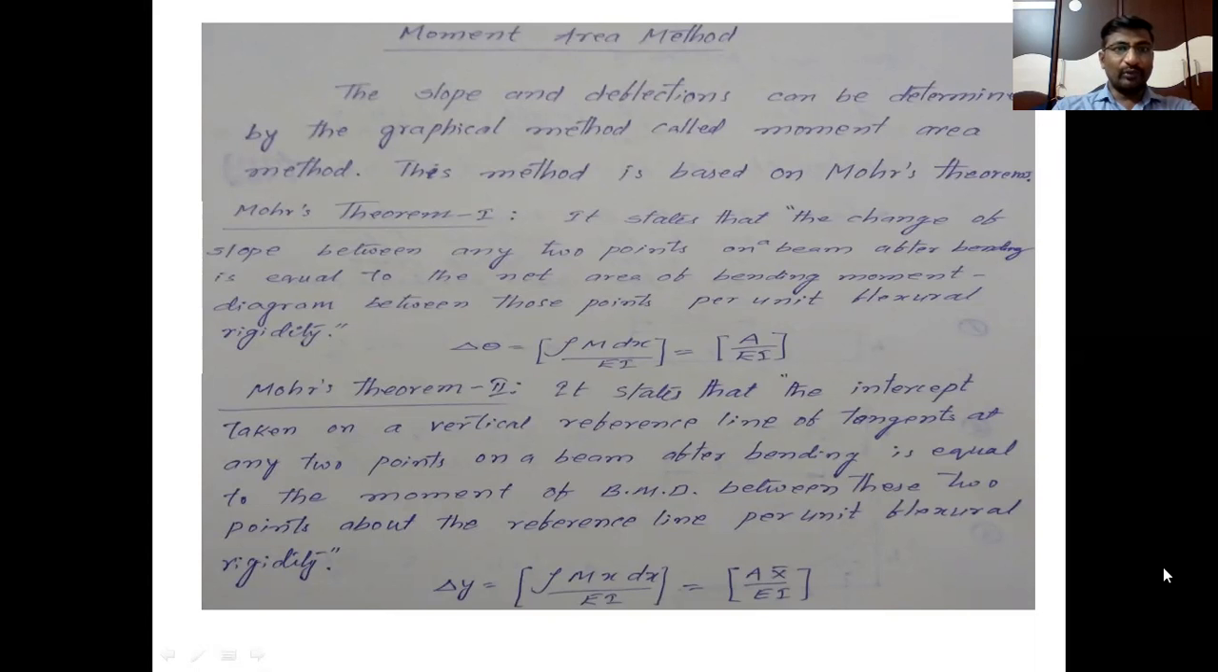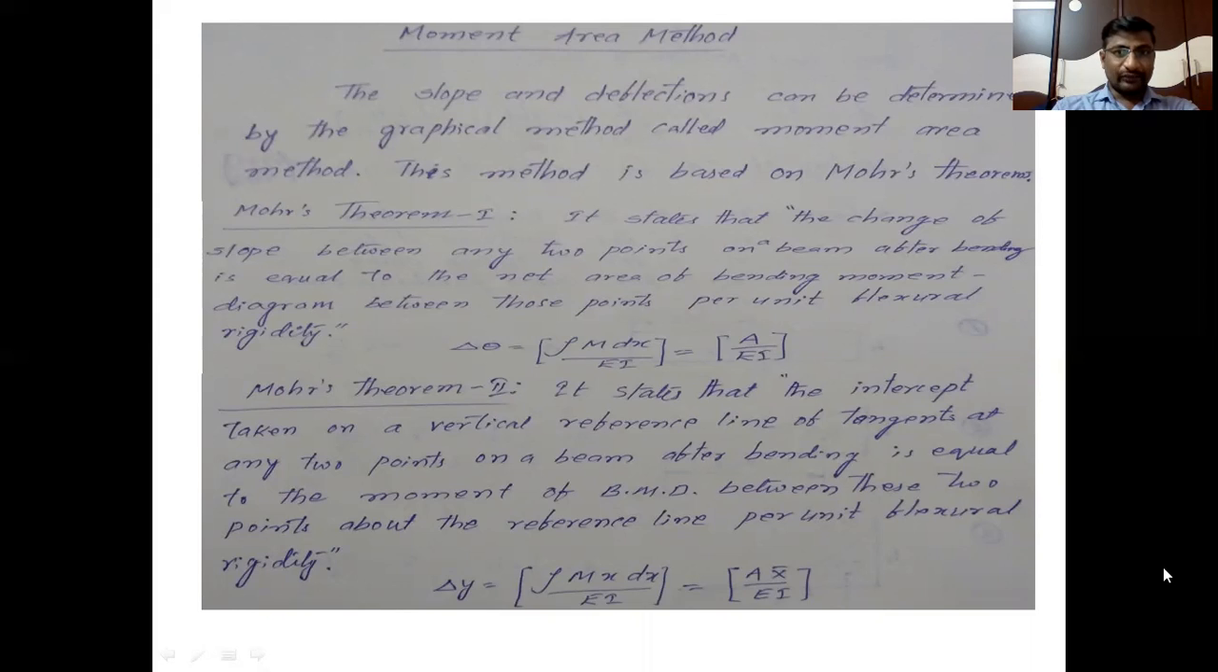Let us go for the first theorem, Mohr's theorem 1. It states that the change of slope between any 2 points on a beam after bending is equal to the net area of the bending moment diagram between those 2 points per unit flexural rigidity. So from this theorem, we can find the slope of the beam at any point, and this gives the change in slope between 2 points. Change in slope between 2 points, that is net slope between 2 points, is given by the area of the bending moment diagram between those 2 points per unit flexural rigidity.